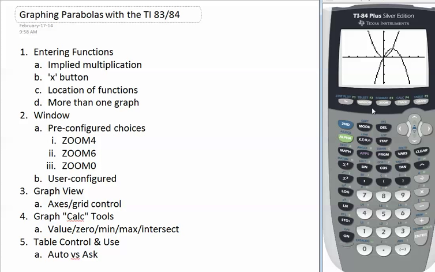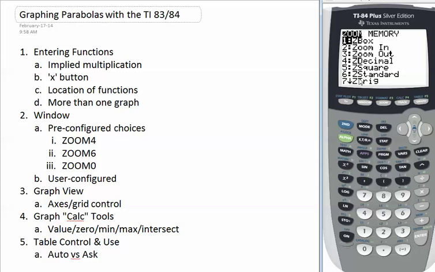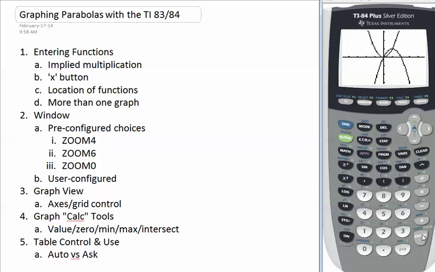Zoom 6 is another pre-configured option. Notice that you can go down arrow or type the number. This time I'm going to go down arrow to show you how I can select that way. So I went too far. This is one of the reasons I don't like to do it that way. I'm now on 6. I push enter. I'm going to see the same two functions, but under a different window.